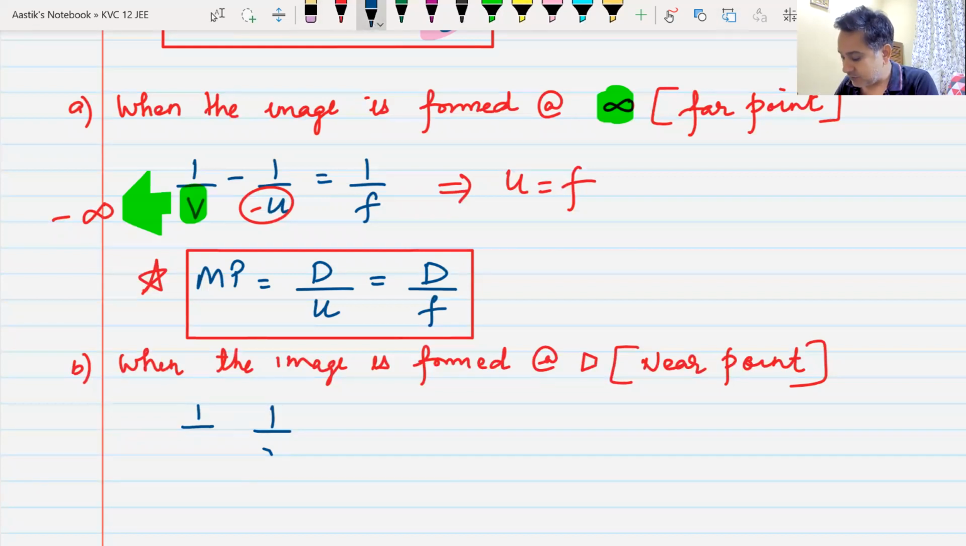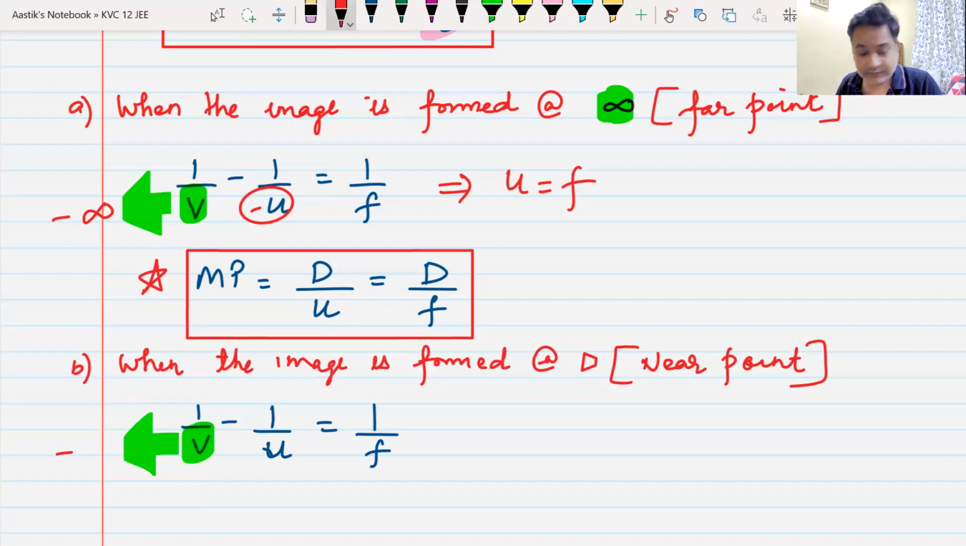1/V minus 1/U is equal to 1/F. You have to put the values of U and V and find out the value of D by U. The value of V here is how much? The value of V here is minus D, and the value of U here, with sign convention, is minus U. From here, you have to find out the value of D by U, and then you put that value of D by U in the original equation. From here, you can find out the value of D by U.